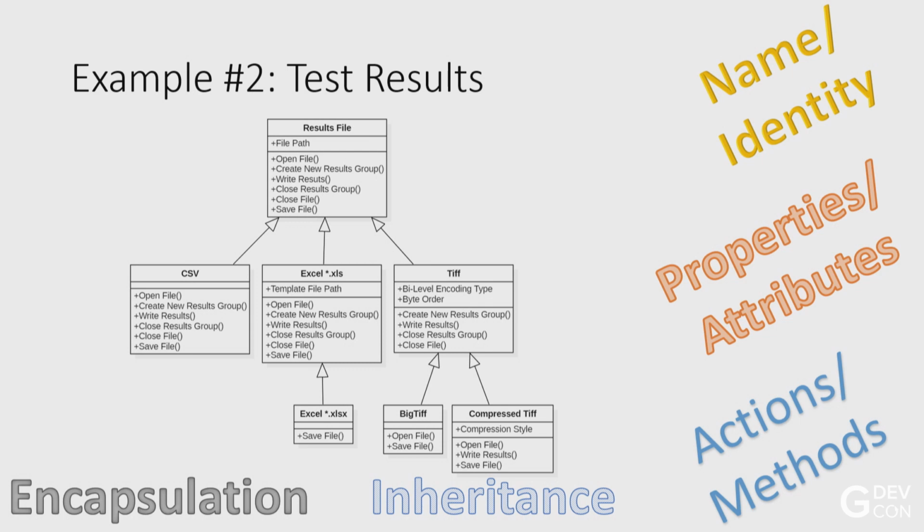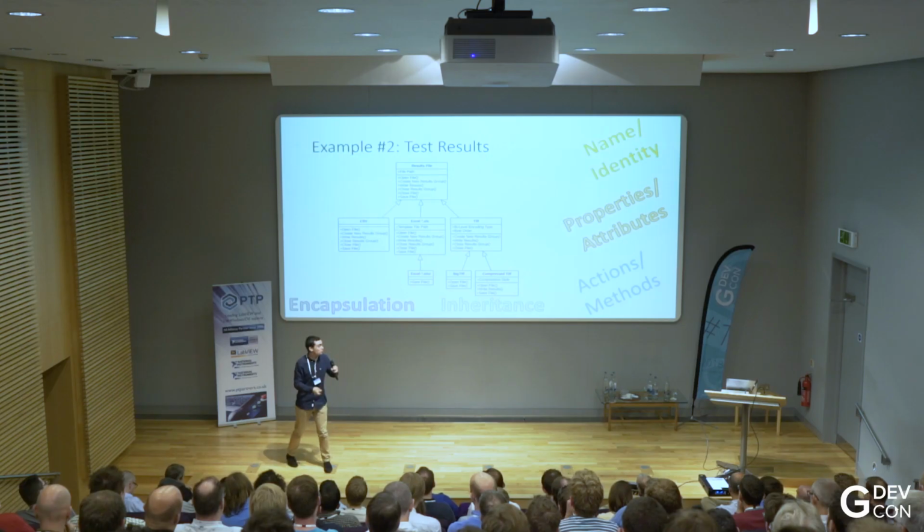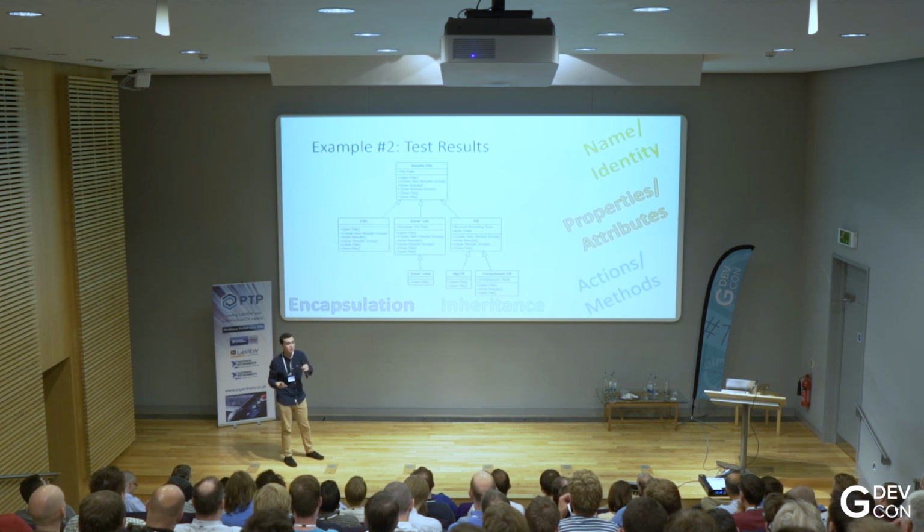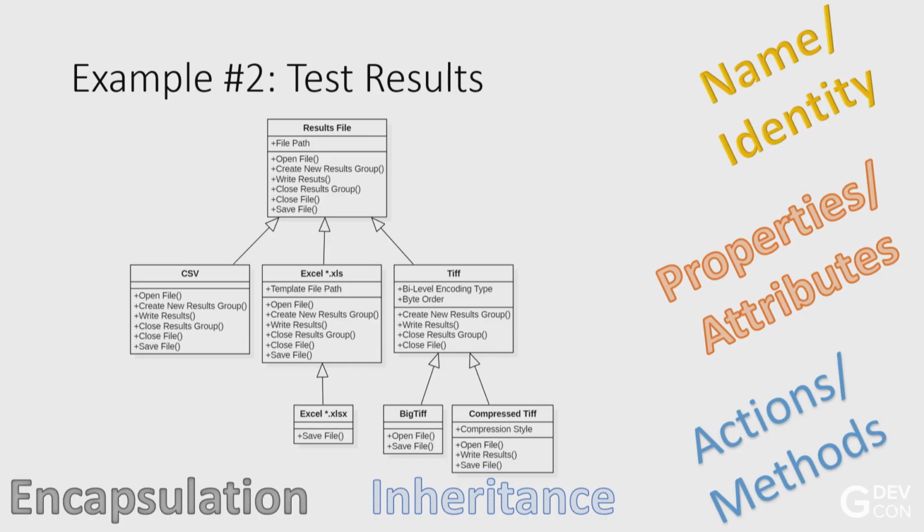So we can use a concept called inheritance within object-oriented programming. Whereas we have a results file right at the very top of our tree. Now, there's no such thing as a generic results file, so we can call that abstract. It's an abstract class. And on the board here, this is just an example of a UML diagram where we have the name and identity, the properties or data types of our class, and also the methods or attributes.